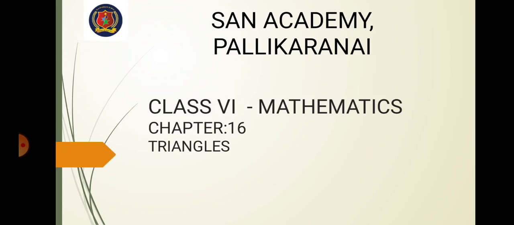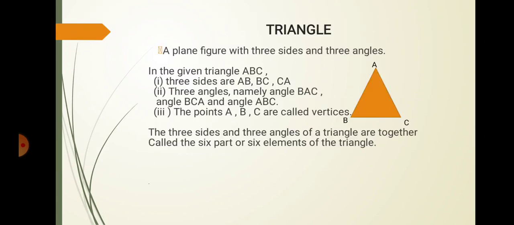So we all know triangle is a 2D shape, and we know more 2D shapes like circle, square, rectangle, quadrilateral, and we have learned so many things about quadrilateral and circle and its parts. Now it's time for us to learn more about triangles. A triangle is a plane figure which will have 3 sides and 3 angles. So these are the things we know about triangle.